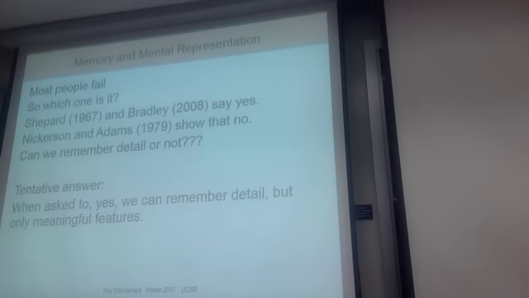So the tentative answer is that we can remember detail, but really only for features that are meaningful to us. So the idea with the example of the penny is that we know enough to recognize a penny compared to other coins, but it's not meaningful to encode where exactly the date is, or where In God We Trust is printed. That's not meaningful information. It's not something that we would need to know in the same way. So we can remember detail, but we're not very good at remembering detail that isn't meaningful.